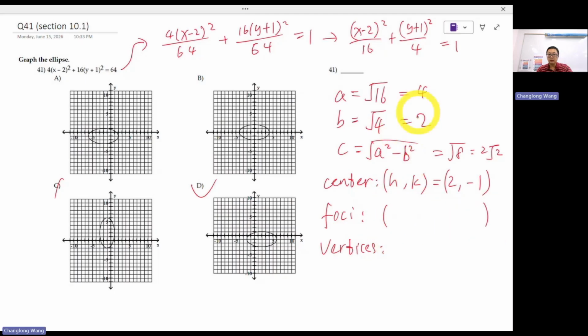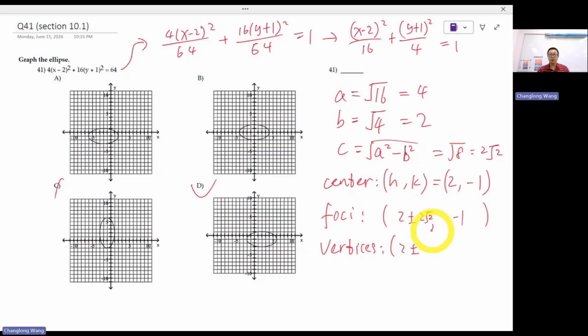All right, so the center is at 2, -1, right? Now, starting from the center, going left and right by C units, you're going to see the foci. And the reason why I'm going left and right is it's a horizontally stretched ellipse. So plus or minus 2 radical 2. Okay? When it comes to vertices, the same thing, right?